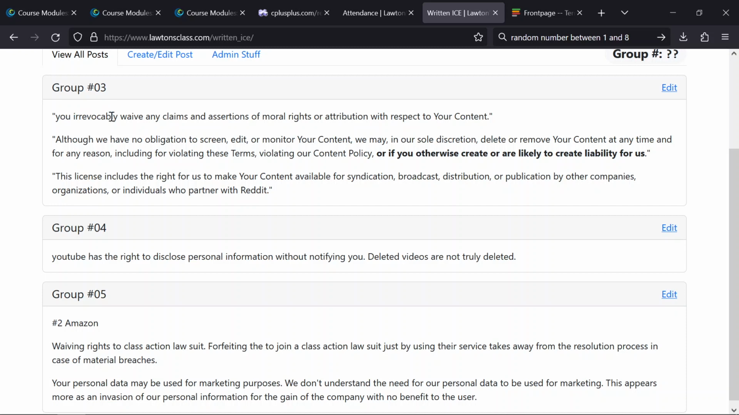You irrevocably waive any claims and assertions of moral rights or attribution with respect to your content. I don't even know what that means. Is that a legal term? Moral rights? Sounds like a very strong thing. Like, I give up my moral rights to something. That's what I thought too. Yeah, what does that mean? Said that on ethics.